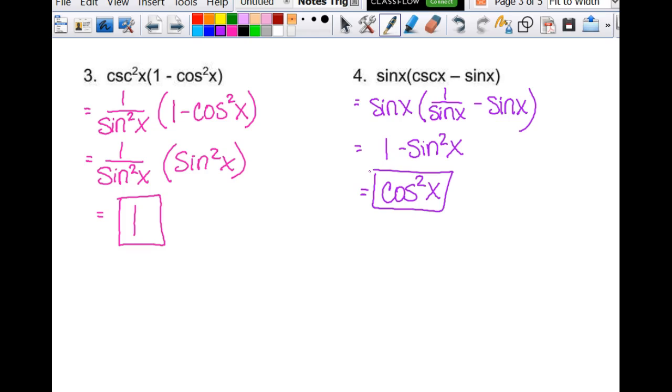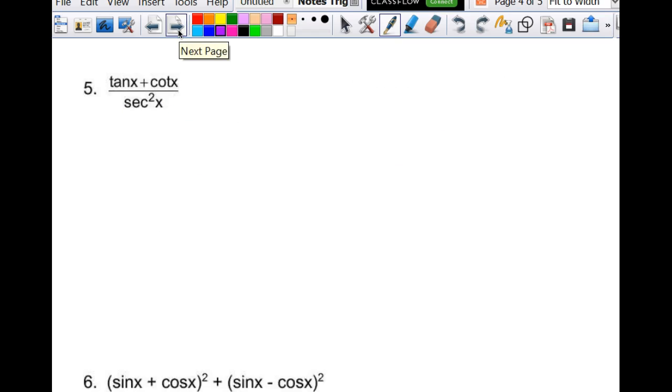All right. Let's look at number 5. I worked number 5 a couple of different ways. All right, so I have tangent of x plus cotangent of x.